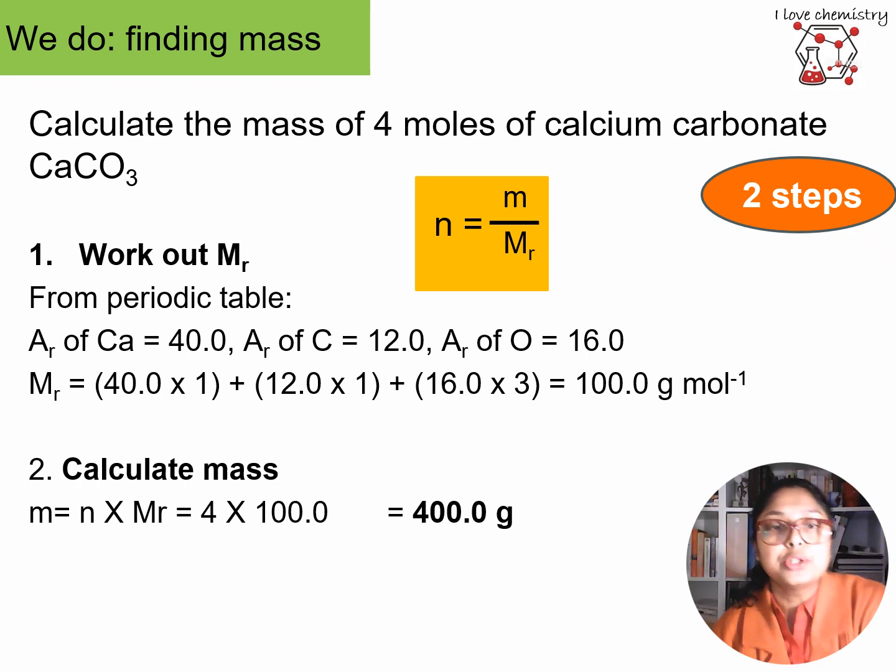Next, we'll be moving on to step 2. You remember the equation we are using? n equals m over Mr. If you have to find m, then we have to rearrange the equation: m equals n times Mr. So if you put all those numbers in, you have got moles. They have given you in the question 4 moles, and Mr you have calculated in step 1, that is 100. Write those down and then key those into your calculator. You will get 400 grams. That's it.